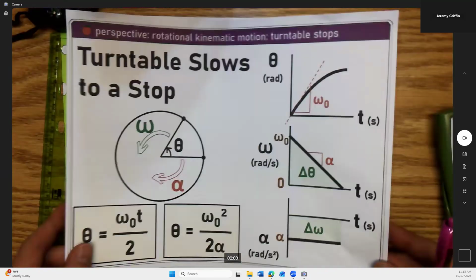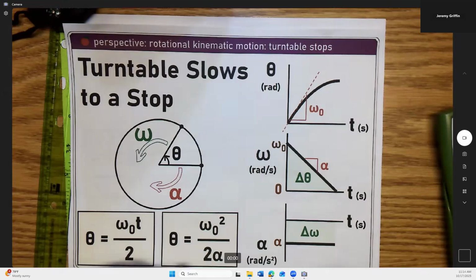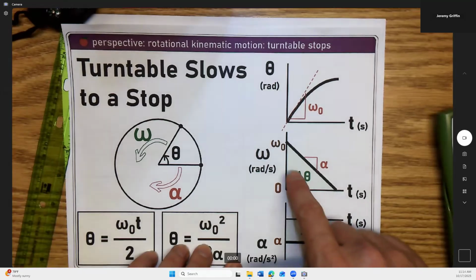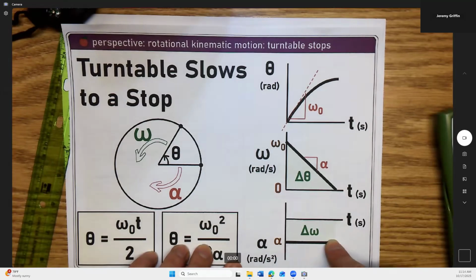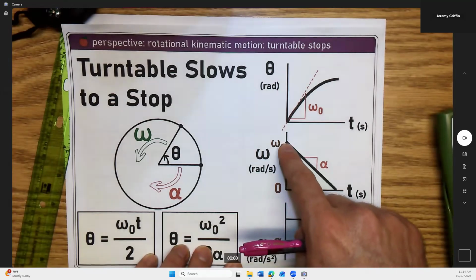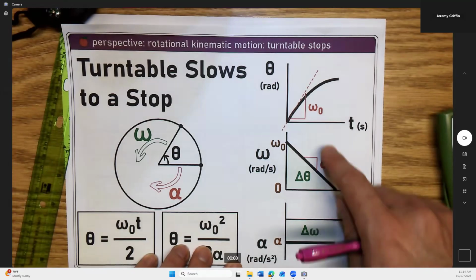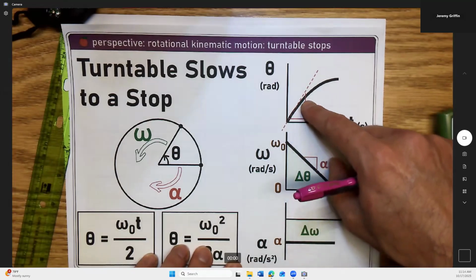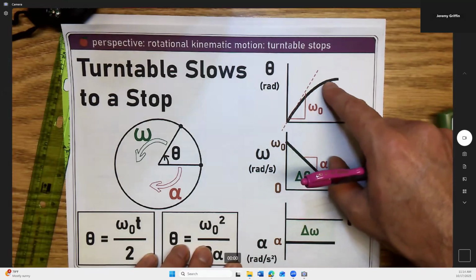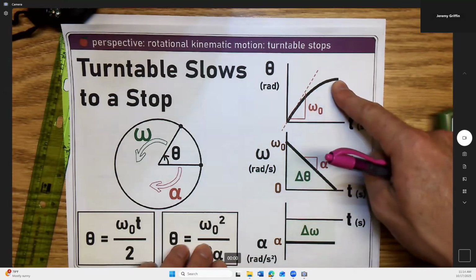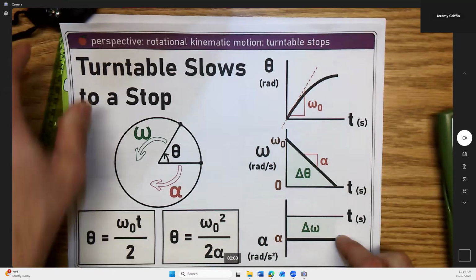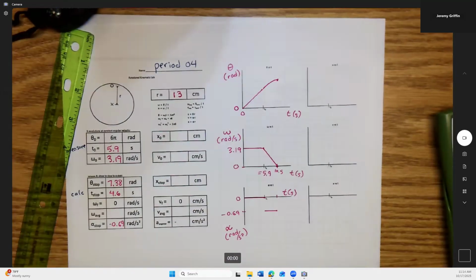Here's the second half of the story right here. I made this one a poster. Now, this is just the slowing to a stop part. So you have negative angular acceleration. You have an angular velocity that goes to zero. And the angular displacement, see, is still moving forward. You're still accumulating positive angular displacement just at a slower and slower rate until finally it's this vertex, this parabola, comes to a stop. Just like that. All right. So you guys good with those?